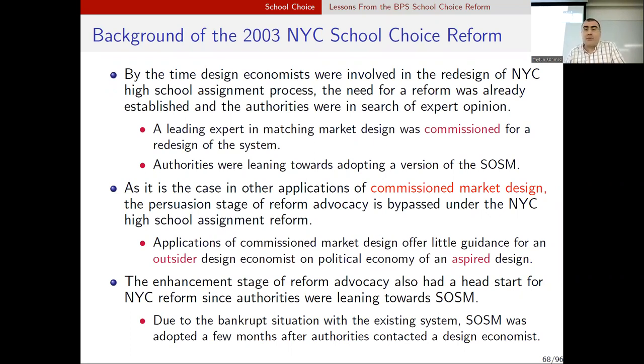So applications of commissioned market design offer little guidance for outside design economists on the political economy of an aspired design, right? So the enhancement stage of the reform also had a head start for the New York City reform, since authorities were already leaning towards the optimal stable mechanism. I mean, if policymakers didn't make that call to Alvin Roth, I would see this as more like external validity of the framework, really, rather than a reform in itself.